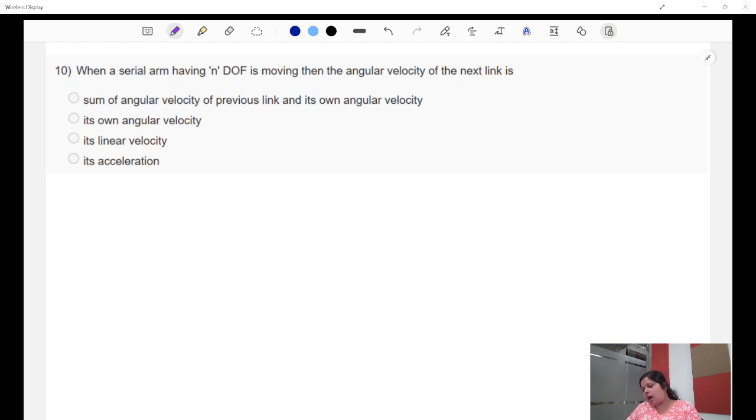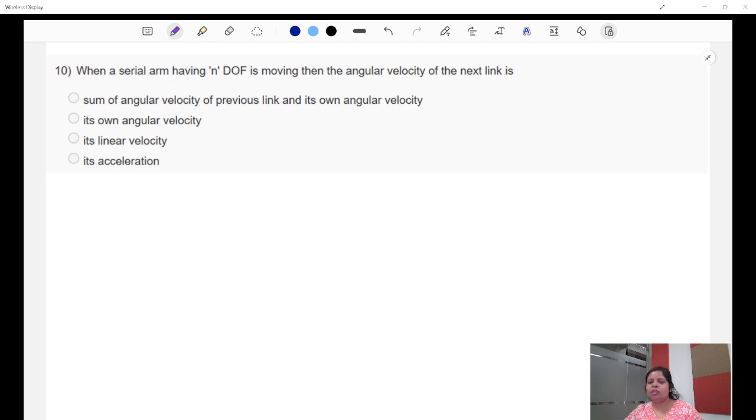When a serial arm having n degrees of freedom is moving, then the angular velocity of the next link is what? Is it the sum of the angular velocity of the previous link and its own angular velocity? Is it its own angular velocity? Is it its linear velocity? Or is it its acceleration?